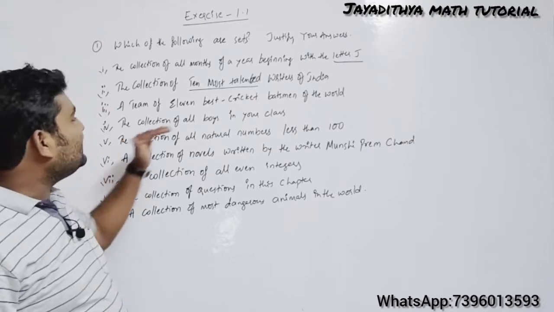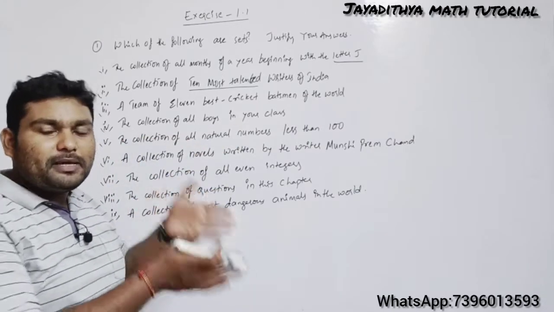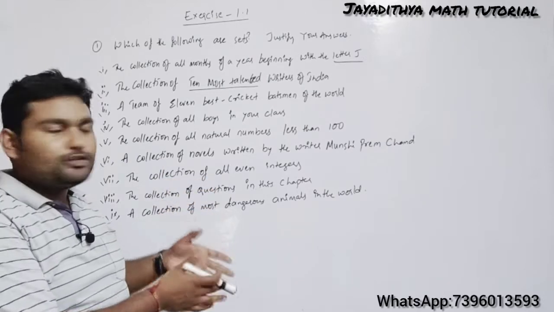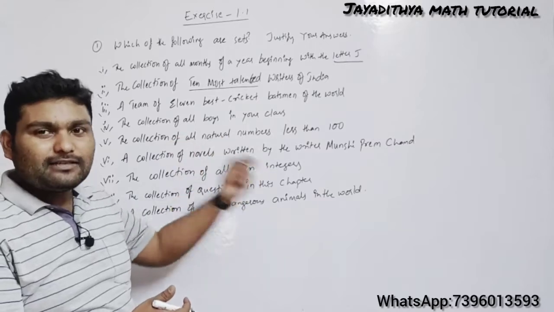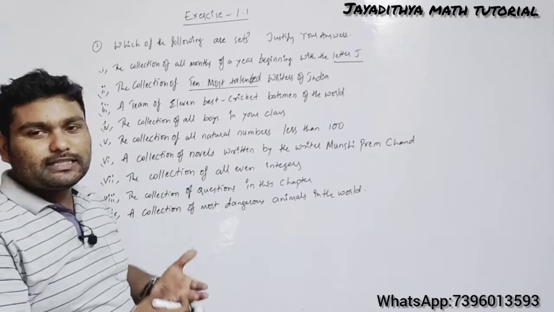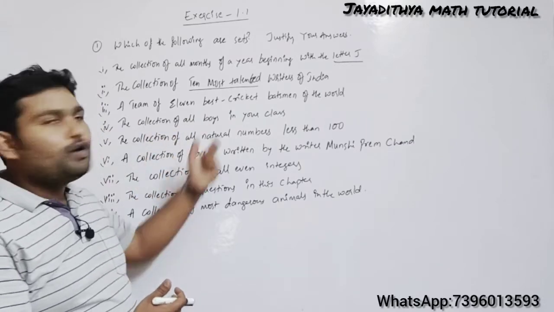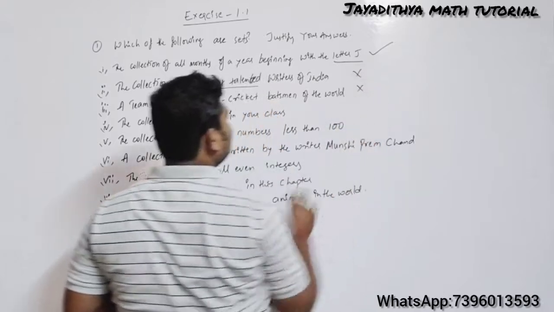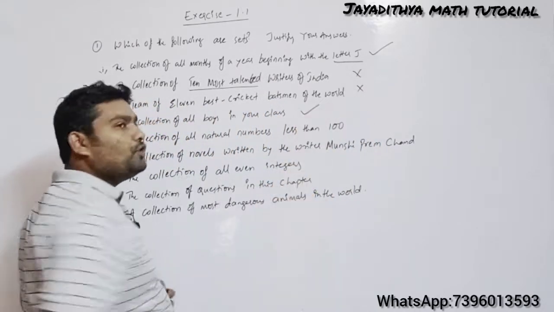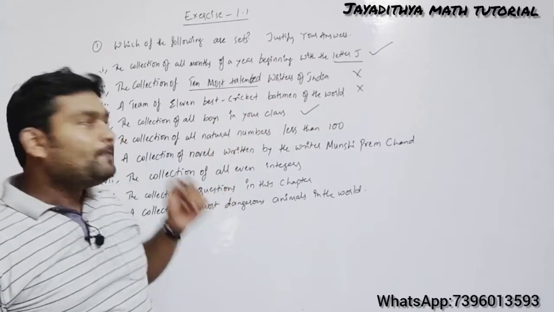And the next one, the collection of all boys in your class. Obviously, in your class there will be a particular number of boys. Anyone can identify whether a boy belongs to the class or not, so there will be no controversy. Therefore it is a well-defined collection, and it is a set. So the first is a set, the second is not, the third is not, and the fourth one is a set. Here, justify your answer means you should also mention your reason.